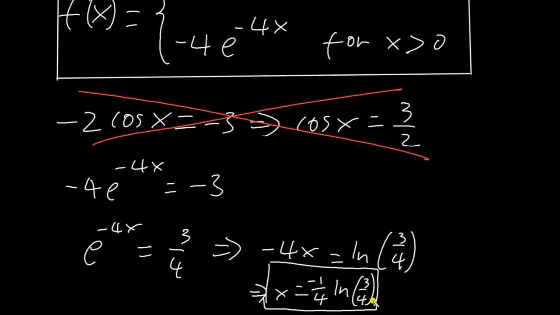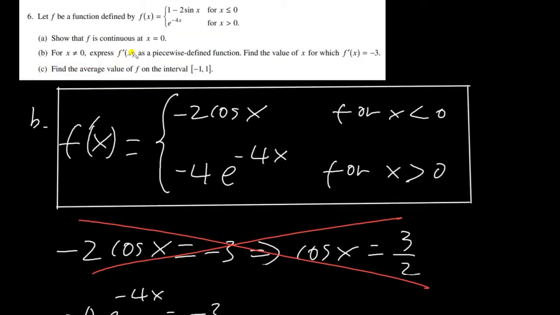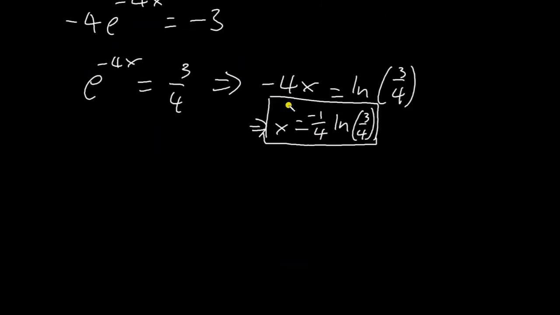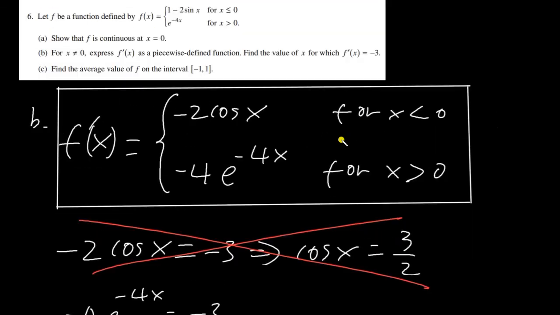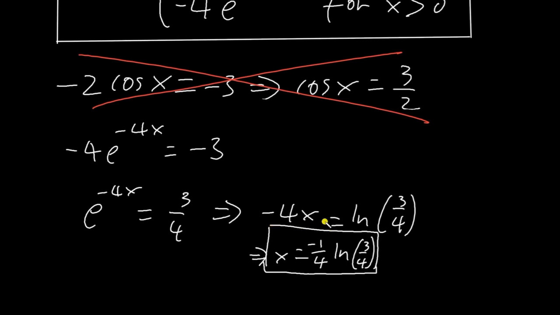And that's it. That's all they wanted. They wanted f prime of x as a piecewise function and to find the value of x for which f prime of x is negative 3. The only value that's true is this one here. Okay? This was a 3-point question. 2 points for correctly finding f prime of x, and 1 point for correctly finding the value of x for which f prime of x is negative 3. Okay?